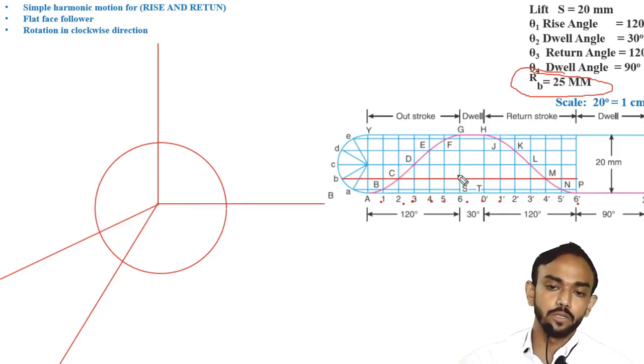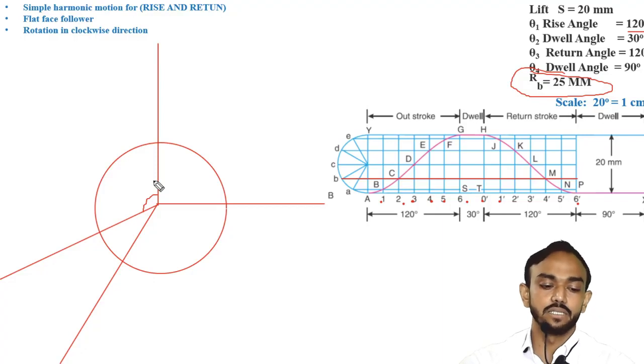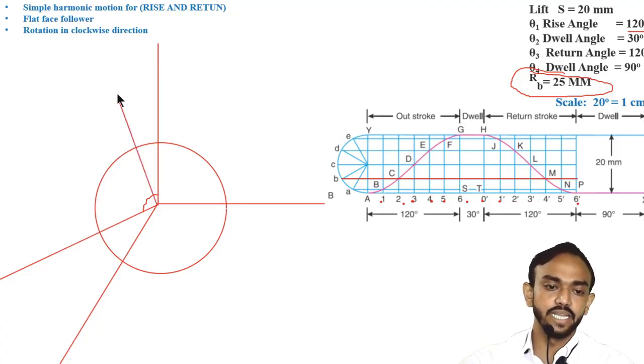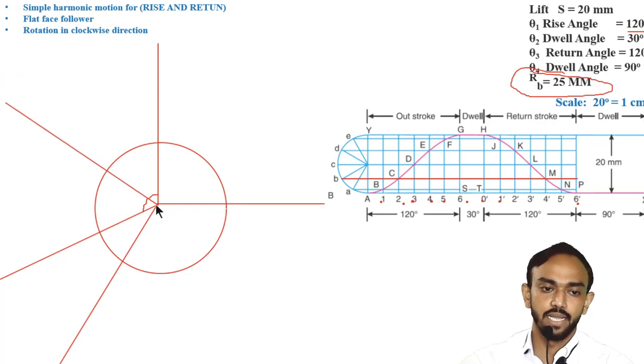Now what you are going to do, partition of rise and return in 6 parts. So this is that 120 degree. This total angle is 120. So 6 parts means 20 degree each. We are making 20 degree each. Like first of all, I am dividing into 60, 60, and then 6 parts of rise and 6 parts of return.